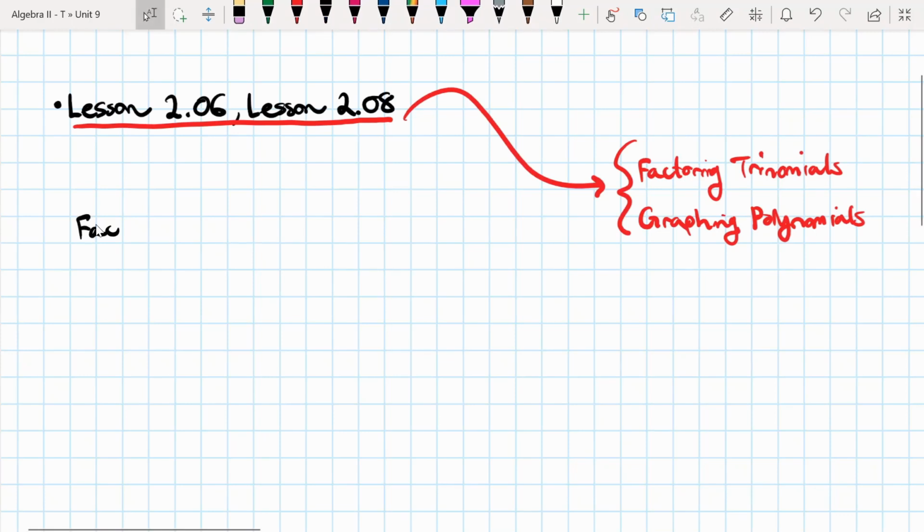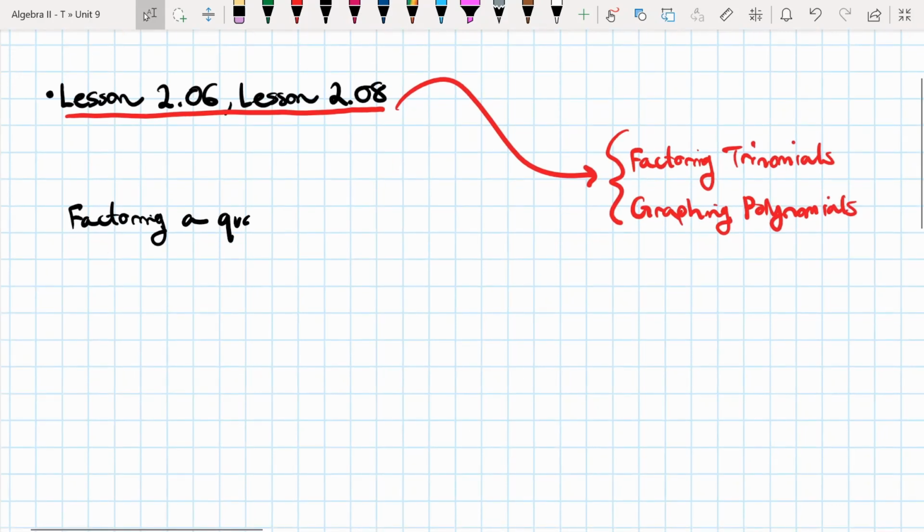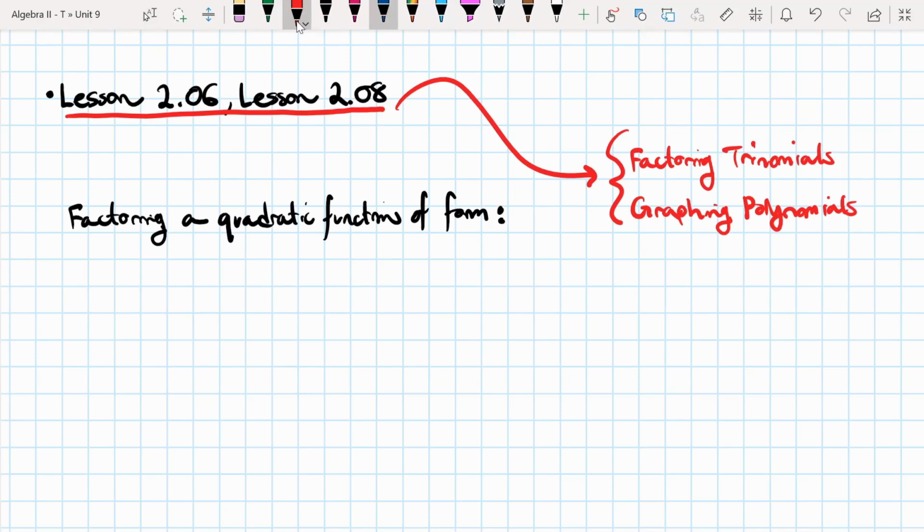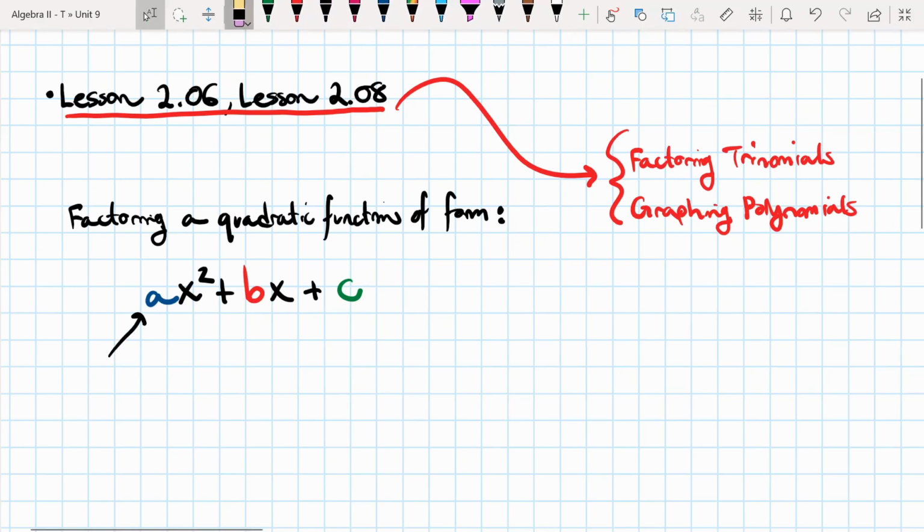To factor, or I'll say factoring, a quadratic function of the form, okay, let's say I have a times x squared plus b times x plus c. Okay, this is called a trinomial because there's three terms. More specifically, it's a trinomial that has an a value that's not equal to 1, which means the factoring is a little bit more complicated.